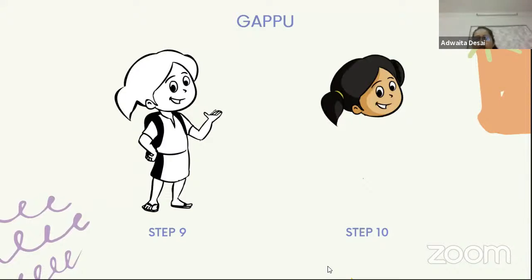Okay, so now if you think your Gappu is looking like step number 9, we have to start coloring Gappu. Kindly refer image number 10 for starting the color. You can start with the face. We will need 3 colors: black, brown color or skin color, and white color to mix it up, and 1 yellow color for the ponytail. We'll wait for only 1 minute over here, and we are going to go to the next one.